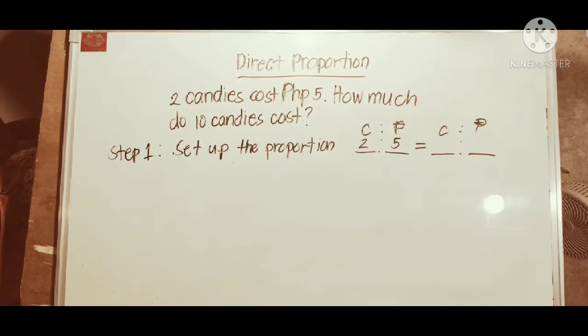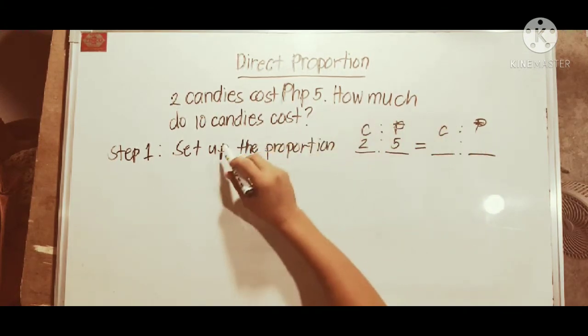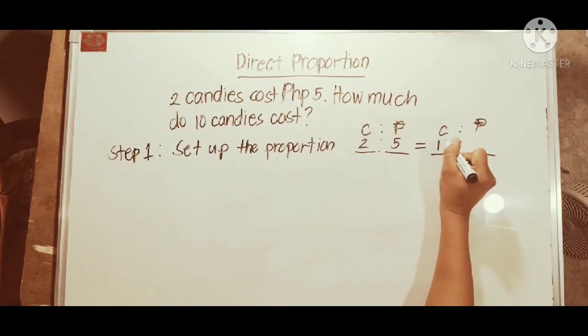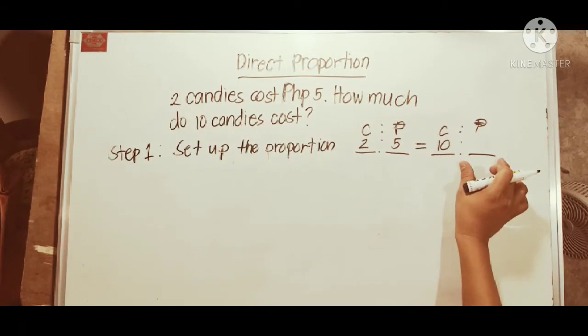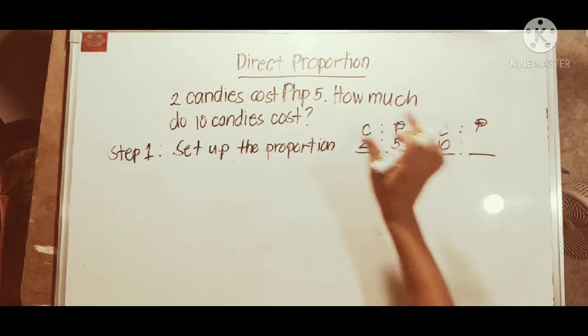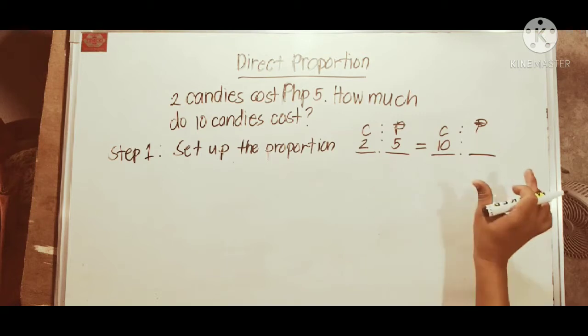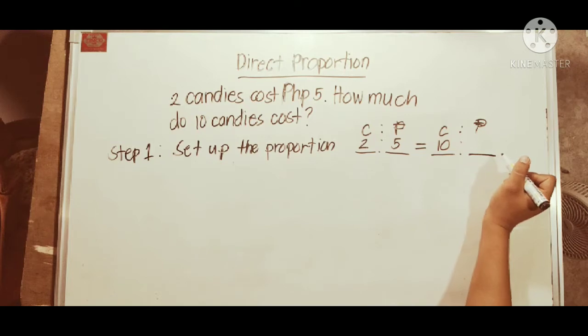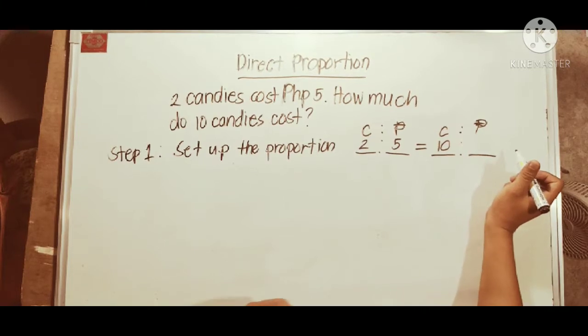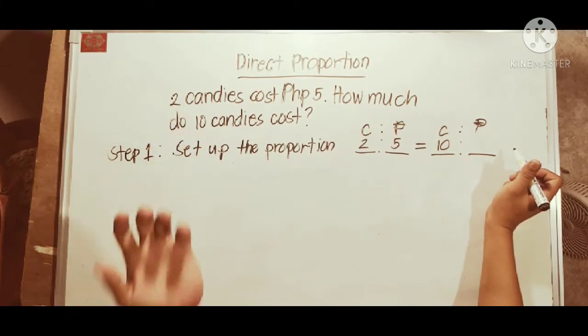Next, the remaining given is 10 candies. It goes here. After setting up the proportion, we will see that we only have 1 blank. That means, if there is 1 blank, it is not a partitive proportion. It can be a direct proportion or an inverse proportion. So when you see 1 blank, your job does not end there. Still, you have to analyze, because with 1 blank, it can be direct or inverse proportion.